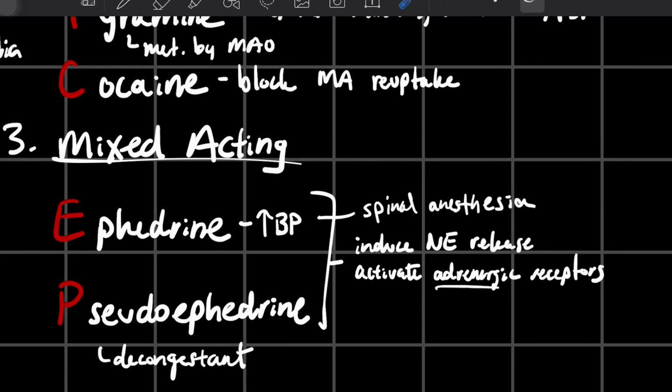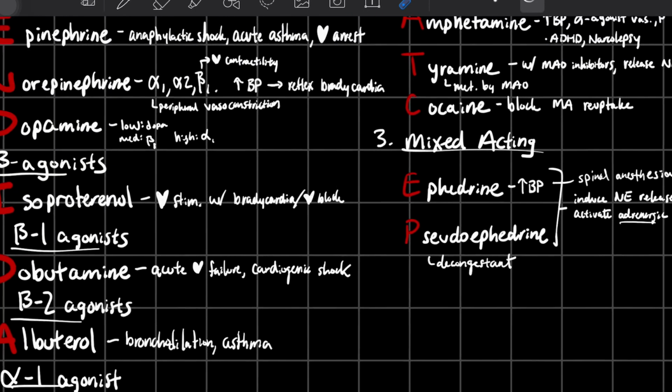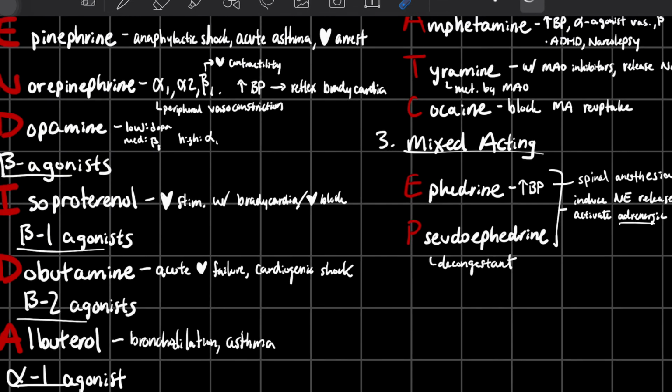And then you have your mixed acting. So both of these, ephedrine and pseudoephedrine, are going to induce your norepinephrine release, and it's going to activate those adrenergic receptors only, okay? Ephedrine is going to increase your blood pressure as well as be used in spinal anesthesia, and pseudoephedrine is going to be used as a decongestant, much like that phenylephrine.